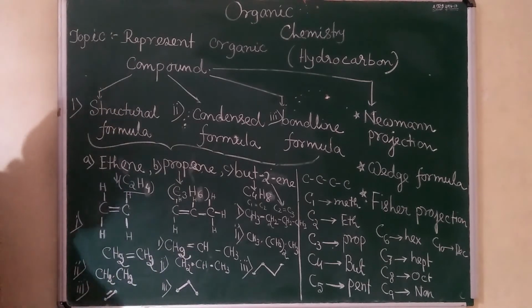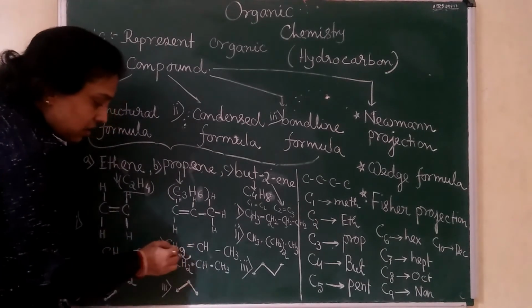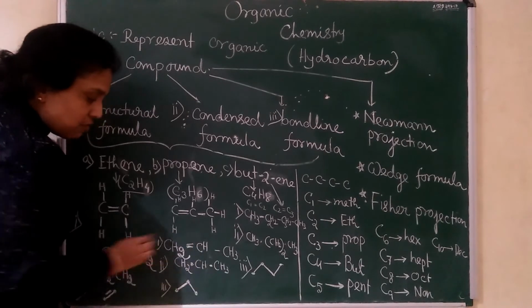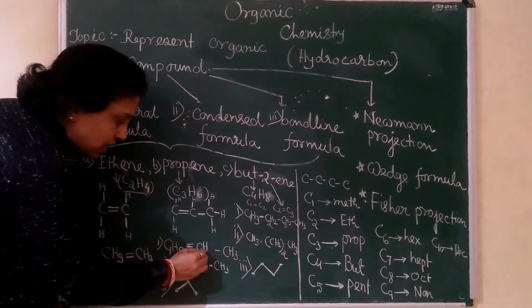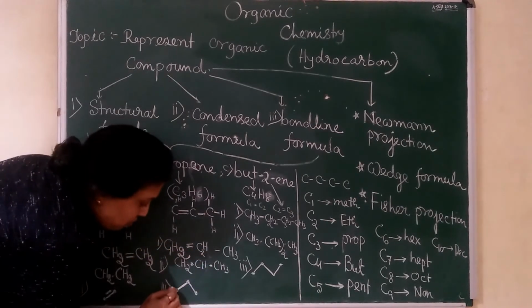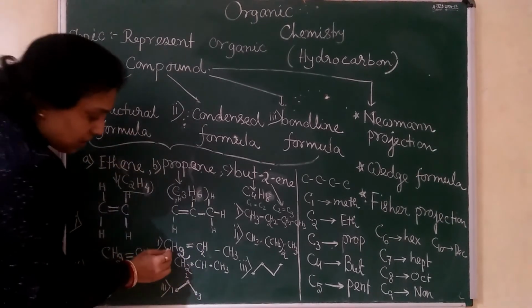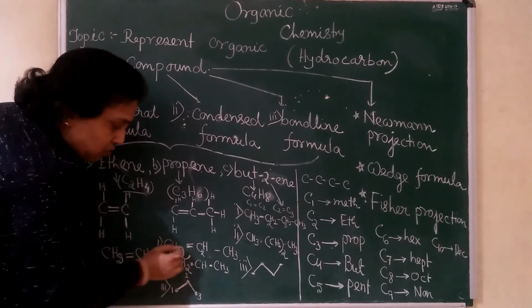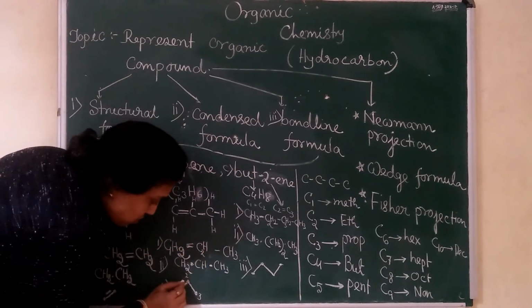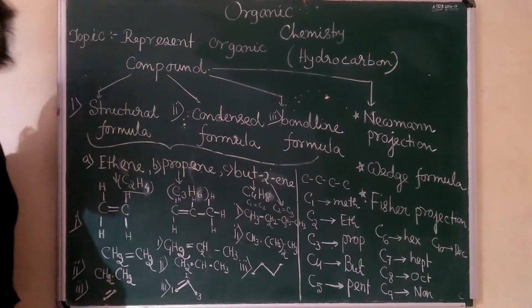Now see here, in the bond line, this double bond is in between which carbons? 1 and 2. So give the numbering 1, 2, 3. There are 3 carbons, and the double bond is between 1 and 2. So 1 and 2 double bond. Done.